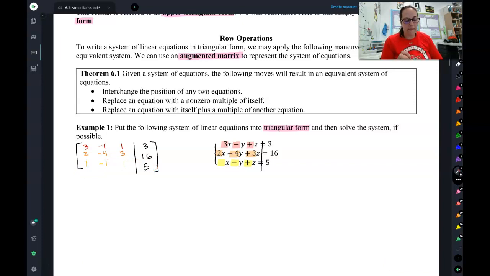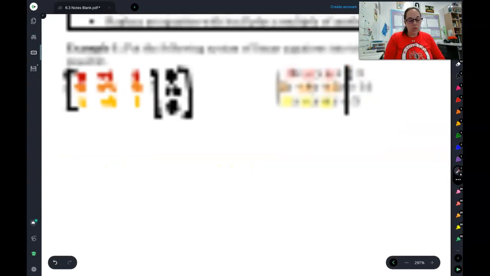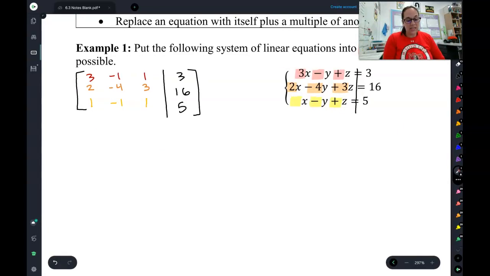That's totally fine. Third thing we can do, and this one is the most helpful, this is elimination. We can replace an equation with itself plus a multiple of another equation. So we can have one equation, one of our lines, so it's like this line, plus a multiple of this line, and I can replace either line with the answer from that. Basically, this is elimination that we're talking about. So here's what we're going to do. We're going to use those 3 different steps to get this augmented matrix to look like upper triangular form.